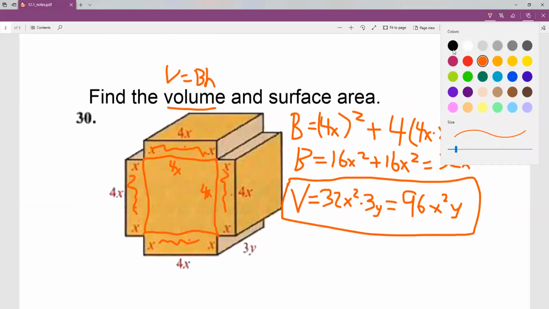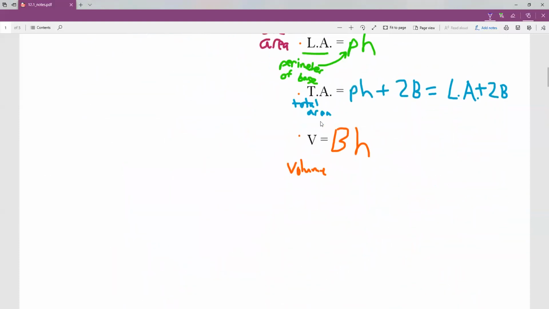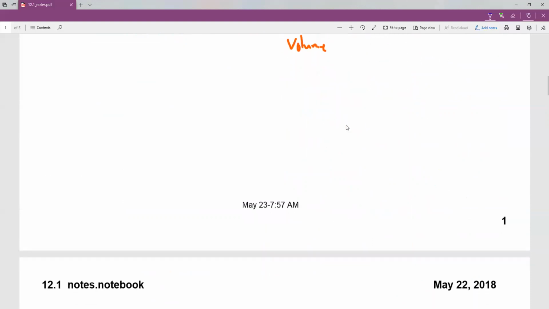All right, next they ask for the surface area. In a lot of these problems, it's going to ask for the surface area. The surface area is the same thing as the total area. So to find the total area, all we have to do is use the formula we had up here, which is perimeter times height plus 2 times the base. We already have the base, so we need to figure out the perimeter of this thing.